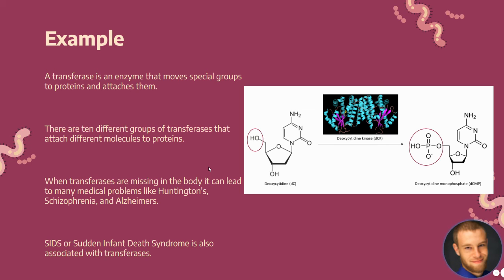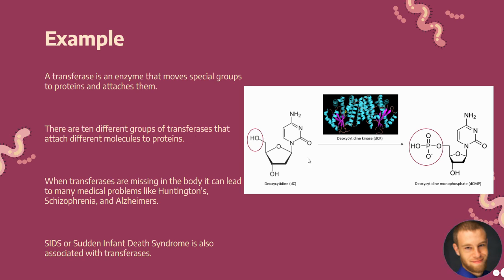Here's just a more specific example of what an enzyme might do. So for instance, a transferase. Most enzymes end in "ase" like this. So if you're reading something and it has "ase" at the end, that makes it probably an enzyme. A transferase is an enzyme that moves special groups to proteins and attaches them. There are 10 different groups of transferases that attach different molecules to proteins. And when transferases are missing in the body, it can lead to medical issues like Huntington's, schizophrenia, and Alzheimer's. So these are very important, right? You need these. SIDS, or sudden infant death syndrome, is also associated with transferases.